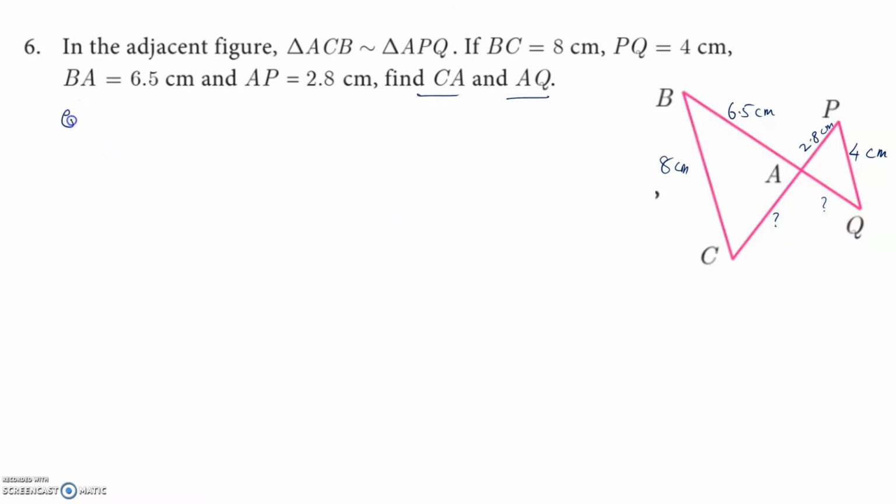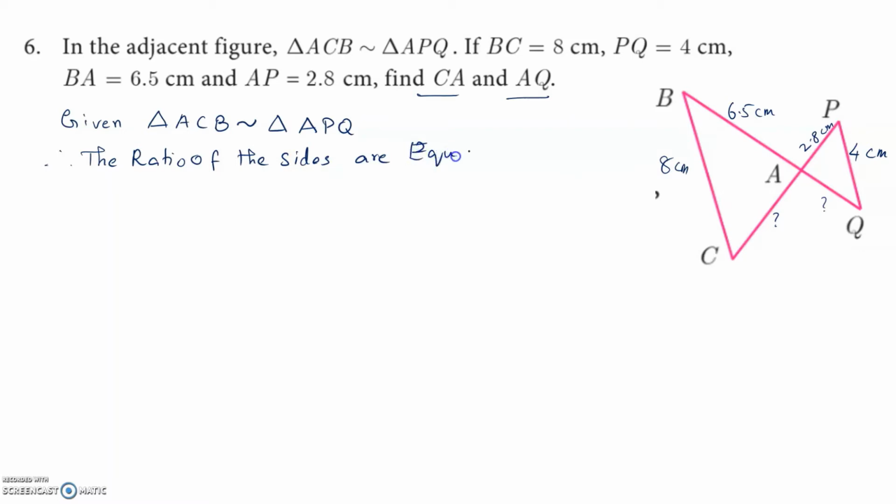Okay. Now given triangle ACB is similar to triangle APQ, therefore the ratio of the sides are equal. So let's write the ratio of the sides now.